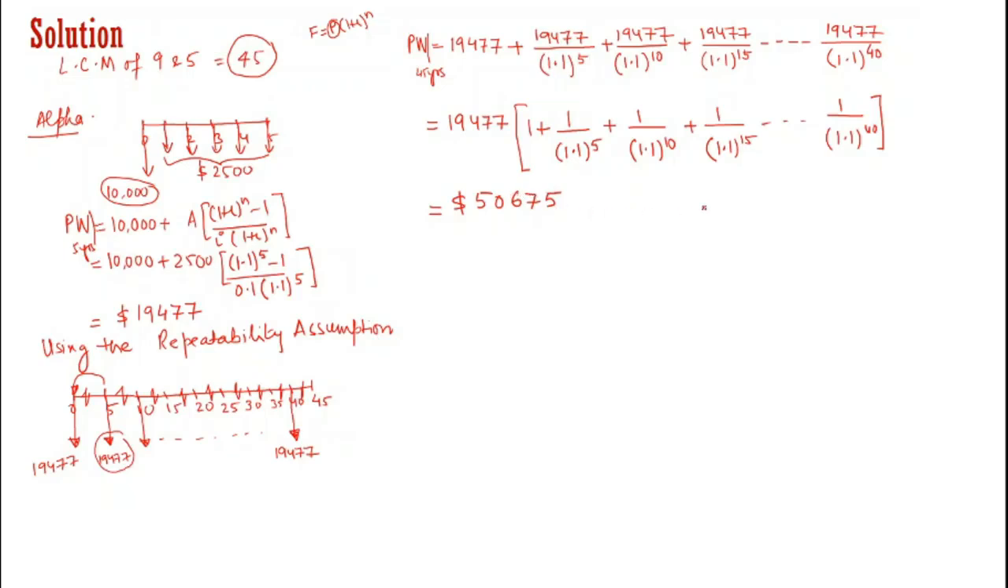So let's see what we have calculated. If I draw the cash flow 0, 1, 2, 3, 4, up to 45 years, this P we have calculated. But since we are interested in using the annual worth method, we can just convert this P into annuities.